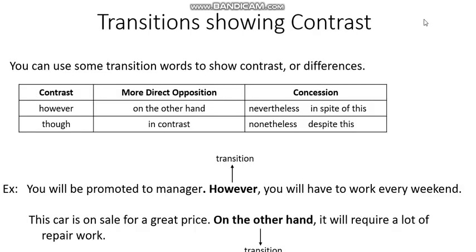Now transitions showing contrast. You can also use transition words to show differences. We have words like however, though, nevertheless, and much more. In the first example, "You will be promoted to manager. However, you will have to work every weekend." Because we're using the word however, we know that there's a difference. So when this person becomes a manager, their schedule is going to be a lot different than it was before, because they're saying now you will have to work every weekend.